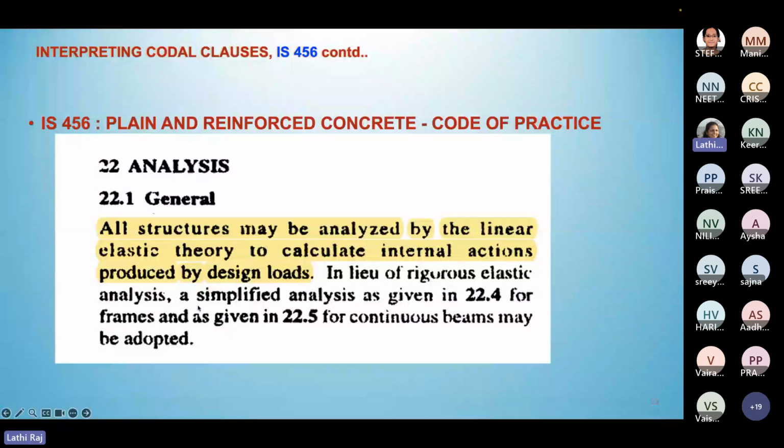And all structures may be analyzed by the linear method. That is, even if you are doing limit state design, the analysis is elastic analysis. Remember this.